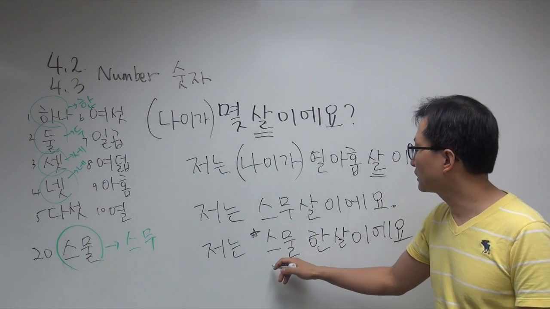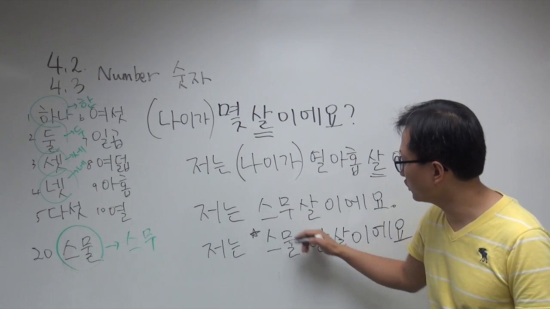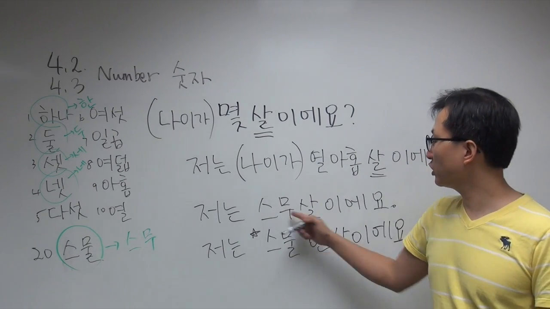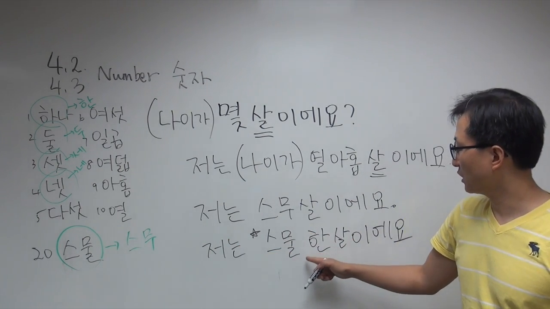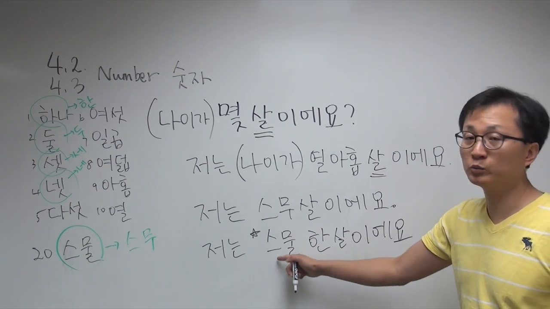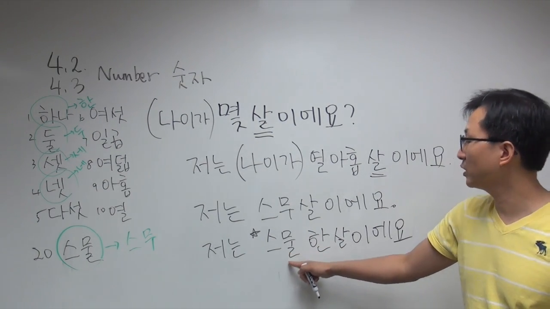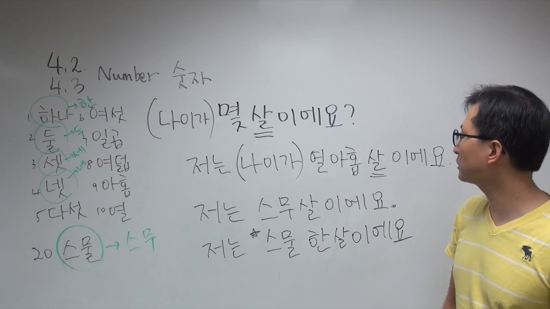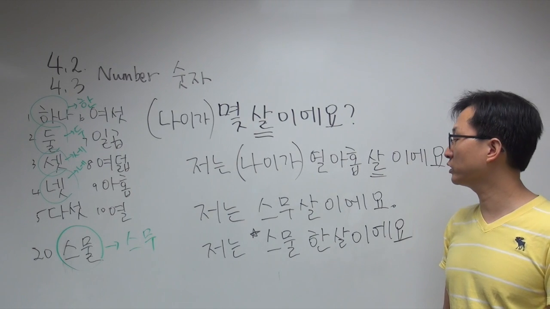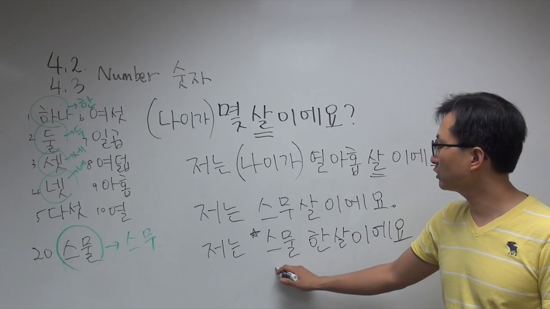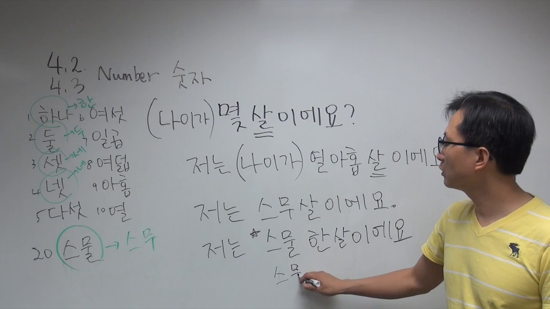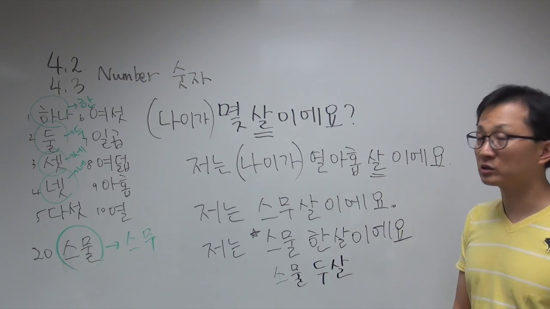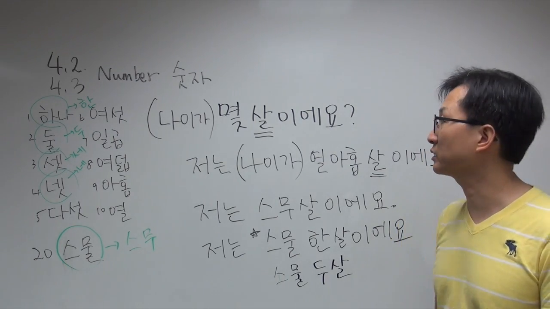스물한살. 스물 does not change. Just right before this counter, 스물 changes to 스무, but in this case, it's not right before the counter. So 스물 keeps original form, but 하나 changes its form before this counter. 21살이에요. I'm 21 years old. If you are 22, 22살. 예, 23살이에요. It goes something like this.